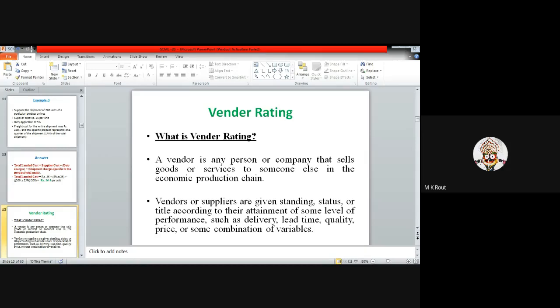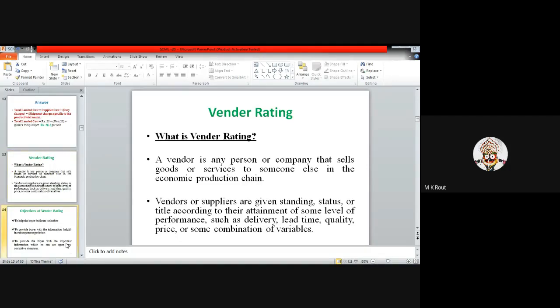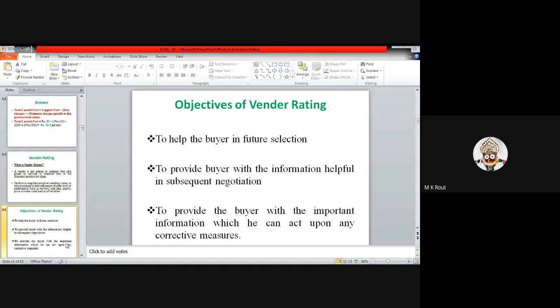As I told you, in case of distribution networks, some companies are designated as suppliers, some companies are designated as vendors. But the level of performance, such as delivery, lead time compression, quality, and price, and some combination of variables must be considered in case of vendors or suppliers. So why is vendor rating most important? The objective of vendor rating is to help the buyer in case of future selection.